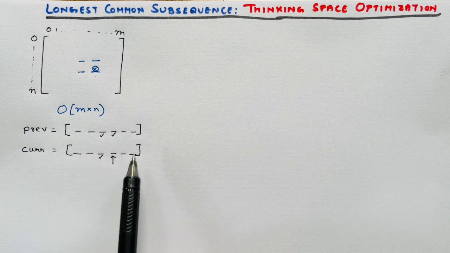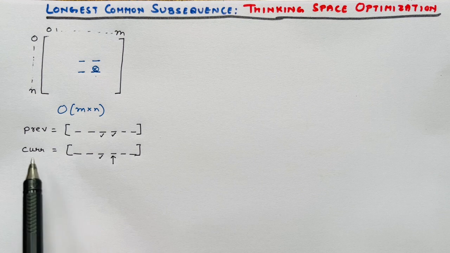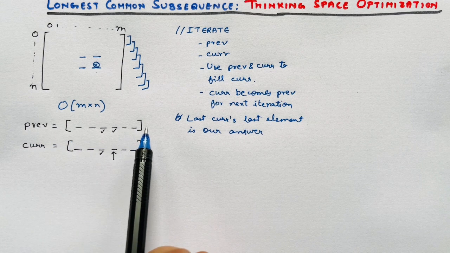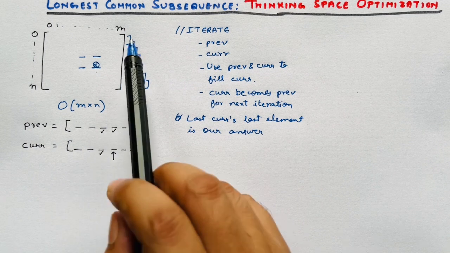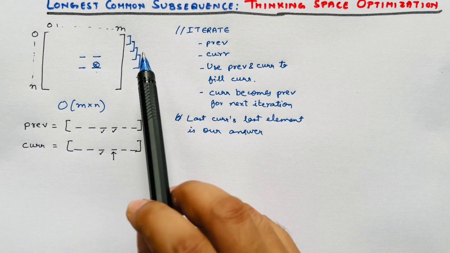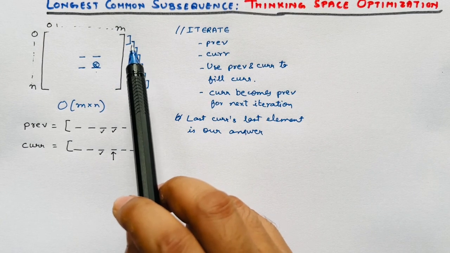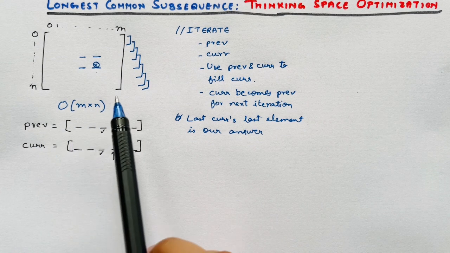When we are done filling the whole current row, what will we do? We will move to filling the next current row. And what will be the previous for that next current row? This same row will become the previous. Also, in the next iteration, this previous will become useless because our new previous will be this. So what we are essentially doing is iterating, and in every iteration, we have two rows, previous and current. We are using the values of previous and current to fill the current row. And the current row then becomes the previous for the next iteration, and the previous becomes useless.